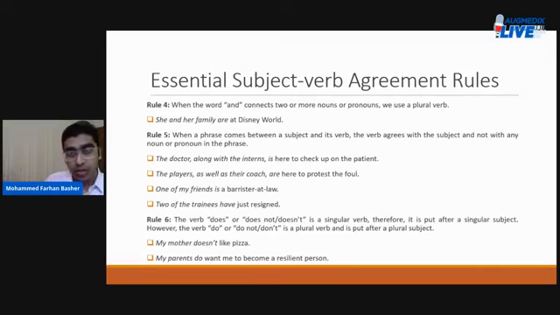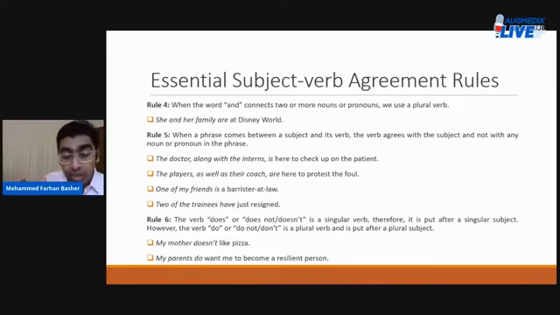So the doctor is here to check up on the patient, but the doctor was not only here, he was here with his interns, right? But along with the interns, this particular phrase is not to be counted in, all right? The verb will not agree with an interrupting phrase. The verb only agrees with the head noun, the main primary subject, right? So the doctor, along with the interns, is here to check up on the patient, not are here to check up on the patients. Do you follow?